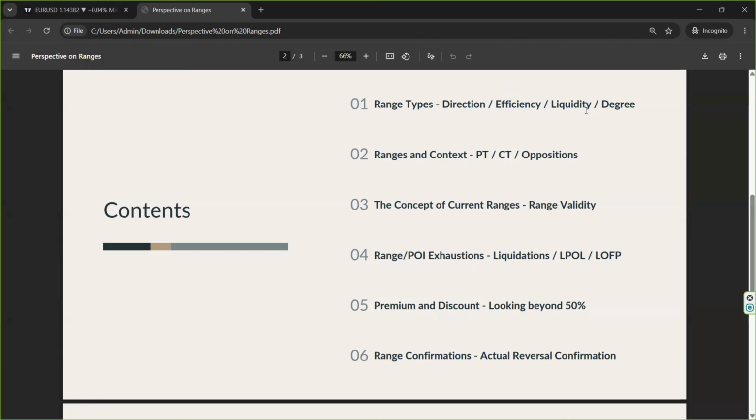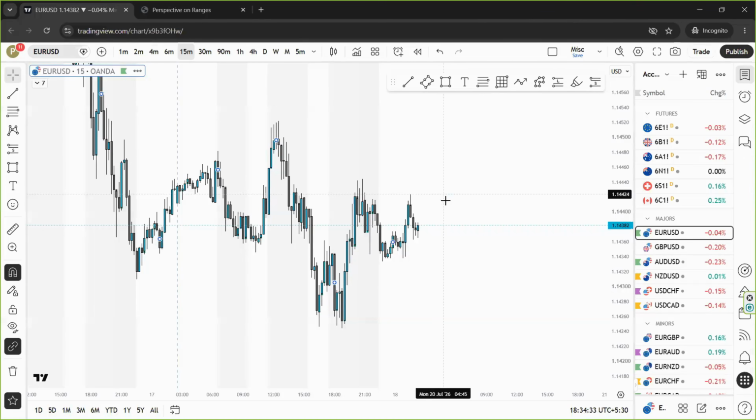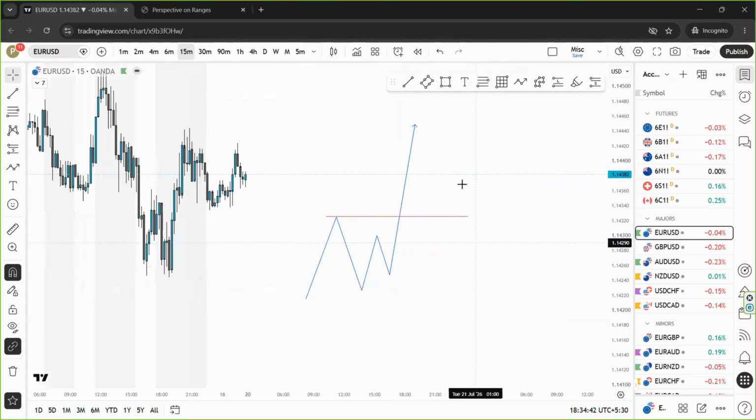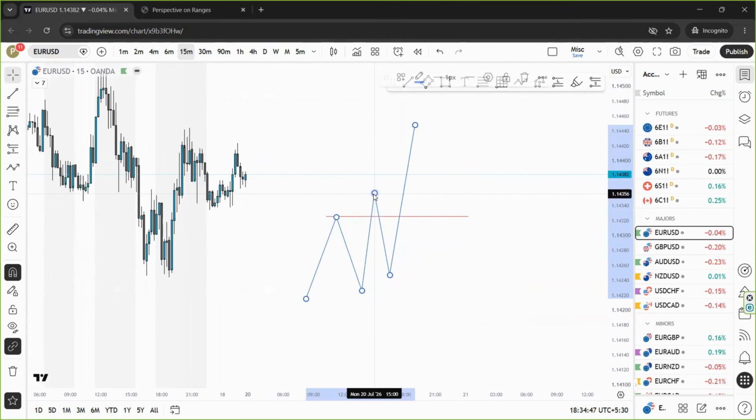And here, when we talk about liquidity, one of the things that we have to keep in mind is, like I said previously, these concepts work hand in hand. So you can't just isolate something. So you can also define a range based on where liquidity is located. For example, you can have a range where the liquidity is located internally. And you can also have a range where the liquidity is formed externally.